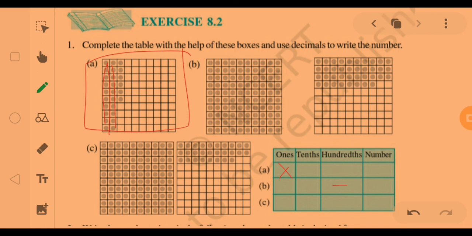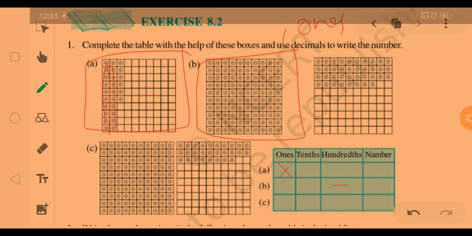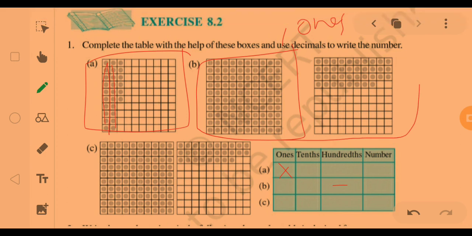Then B has one full filled square, which you have to take as ones. And this figure is also there. In the second square, three rows are completely shaded. That shaded part you have to take as tens, and the unshaded part you have to take for hundreds. See, like that.